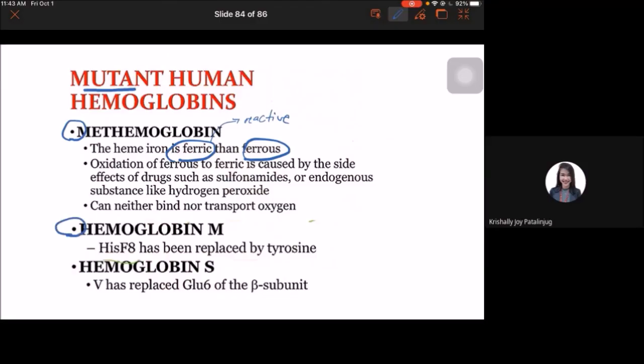Then we also have hemoglobin M. Here, the proximal histidine F8, remember, that is the proximal histidine, has been replaced by tyrosine. So that is the mutation that happens. For hemoglobin S, this has something to do with sickle anemia. What happened in sickle anemia? Valine has replaced glutamic acid. Because in the normal amino acid sequence in red blood cells, glutamic acid should be there. But in sickle cell anemia, the glutamic acid has been replaced by valine. That is why it says valine has replaced glutamic acid.